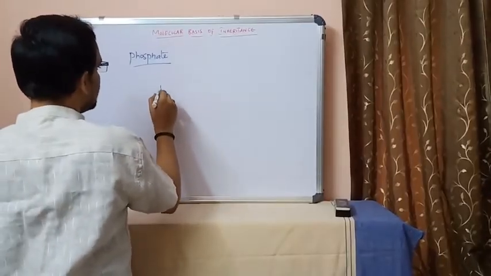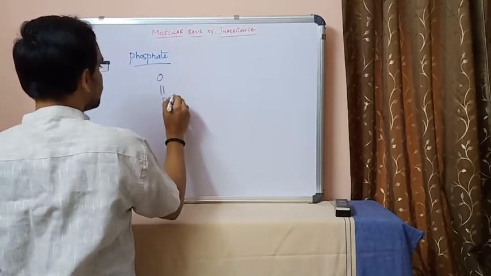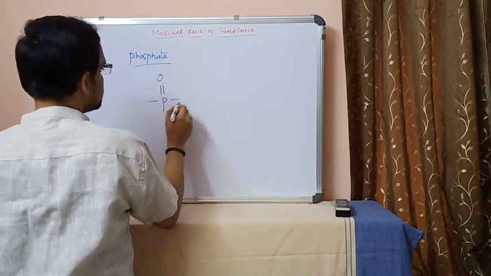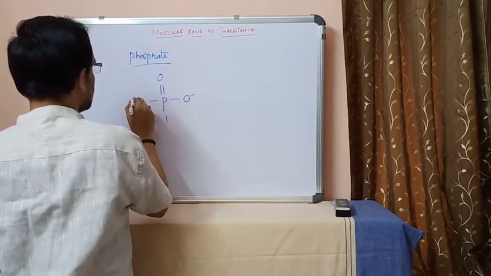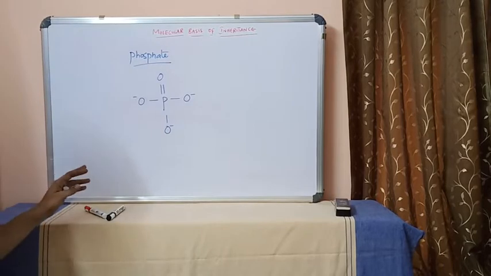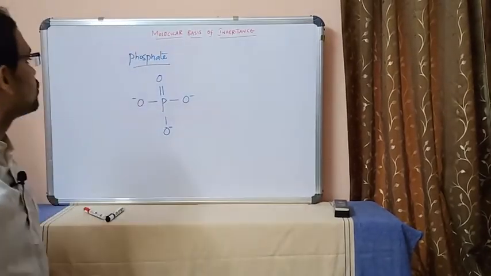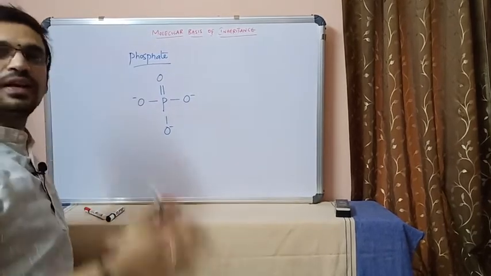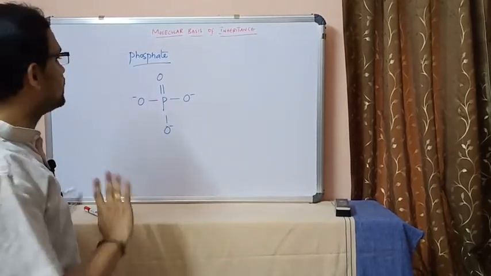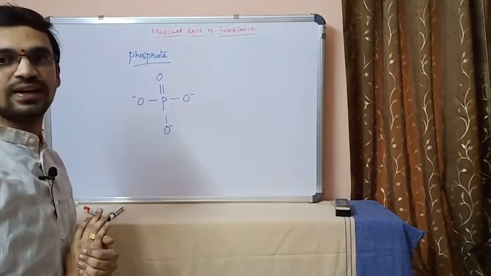So what is the structure of phosphate? The valency of phosphorus is 5. So 5 bonds, oxygen. So this is the structure of phosphate. So these are the three components present in the nucleotide. With that we completed the components of the nucleotide.